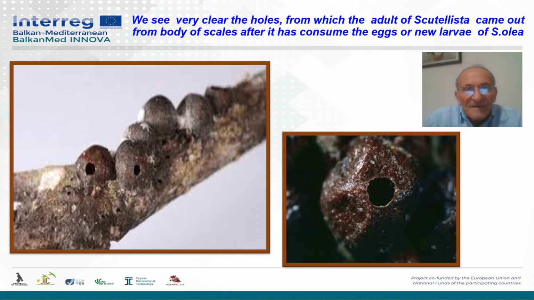We see here very clear holes from which the adult of Scutellista came out from the body of the scale after it has consumed the eggs or new larvae of Saissetia oleae. A very good picture, very clear picture. All these scales are destroyed by parasites.